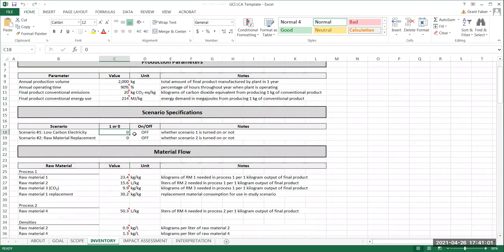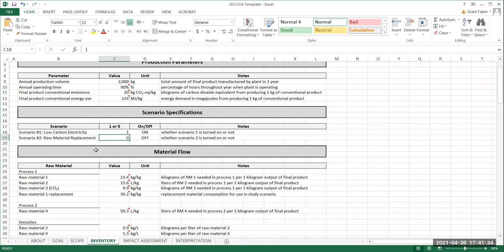Here in the scenario specification section, we have an area where you can actually change the scenarios here, and when you flip these switches on or off, it will propagate through the rest of the model. So for example, if you change the 0 to a 1 here for low carbon electricity, it will change the results layer in the model to basically represent what the emissions and energy use from the process would be if it were using low carbon electricity.